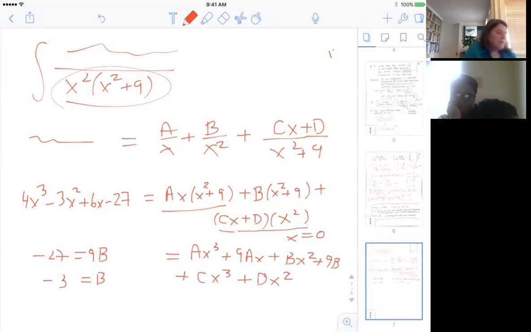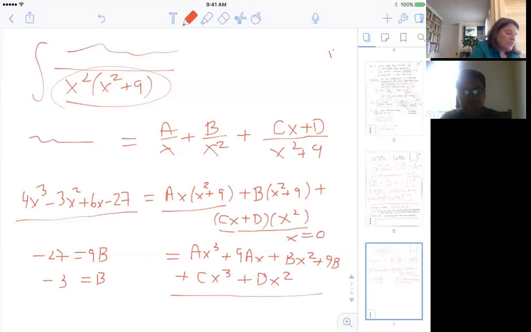Okay, now, listen carefully. This side can only equal that side if the coefficients of the like terms are the same. So look at this. I've got an x cubed here and an x cubed there. That says a plus c. If I were to add those two together, a plus c would have to equal 4, because that's the coefficient on x cubed. So that takes care of those two.